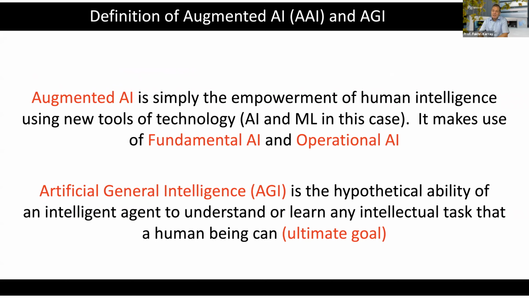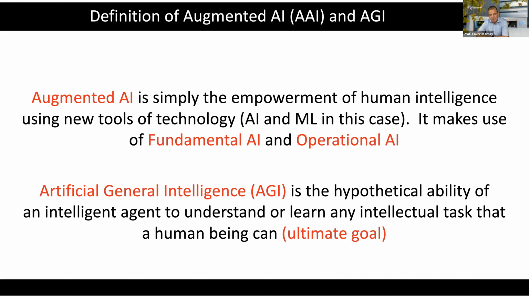Augmented AI is another definition that people also have been using. It is simply the empowerment of human intelligence using new tools of technology, AI and machine learning. So it makes use of a mix of fundamental AI and operational AI. One particular example of augmented AI is when we are using virtual assistants, whether on our mobile system or on our computer system. Basically, it's the human interacting with the machine, and the machine, utilizing the cloud services, is able to interact with us using AI tools. This particular aspect, where the human is connected to the machine, is called augmented AI. So basically, it bridges to the human being.